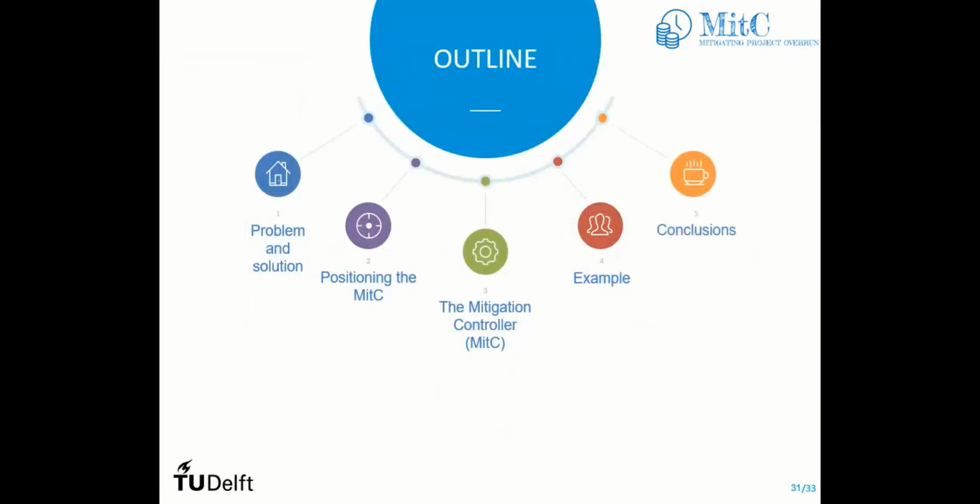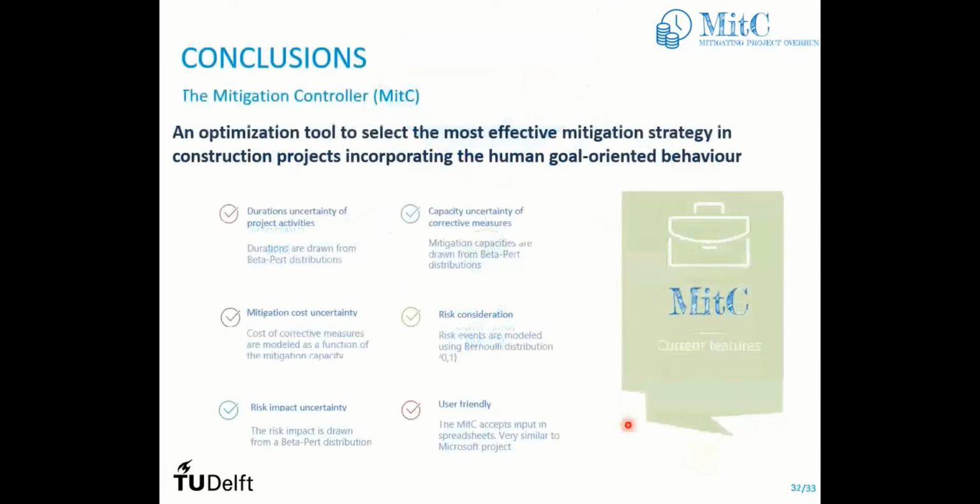Okay, and now we can conclude our work. The mitigation controller is an optimization tool to select the most effective mitigation strategy in construction projects, incorporating the human, and this is important, the human goal-oriented behavior. Why is it nice? Because we have flexibility to introduce duration uncertainties, capacity uncertainties of the corrective measures, cost uncertainty, risk consideration, risk impact uncertainty, and also it's user-friendly, and you're going to see that.